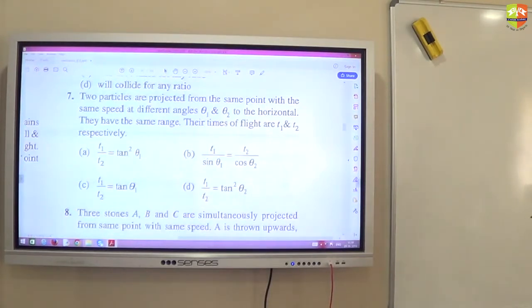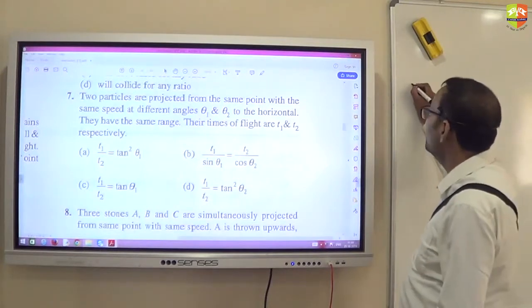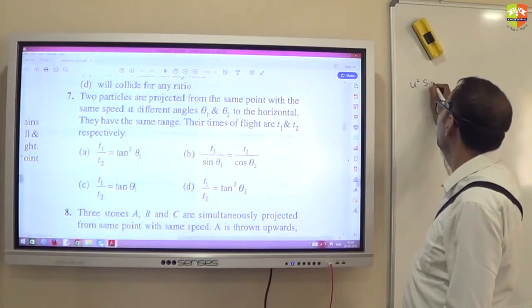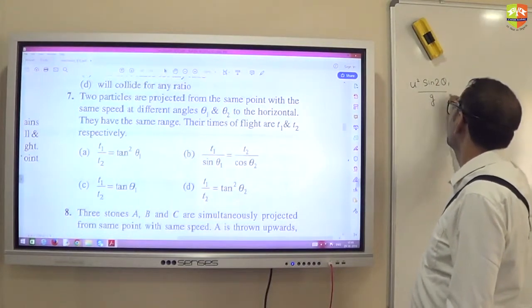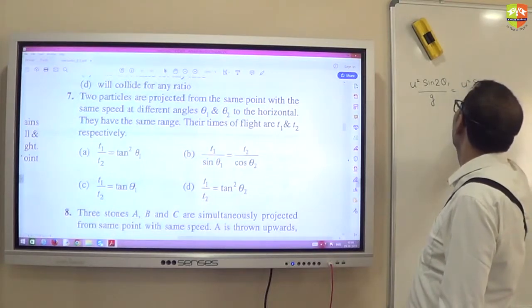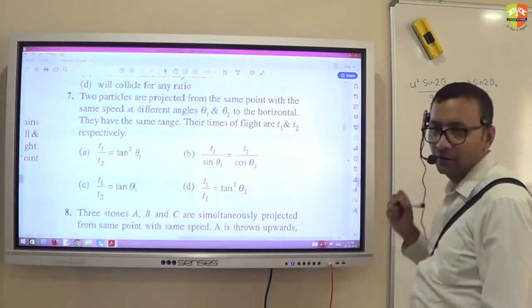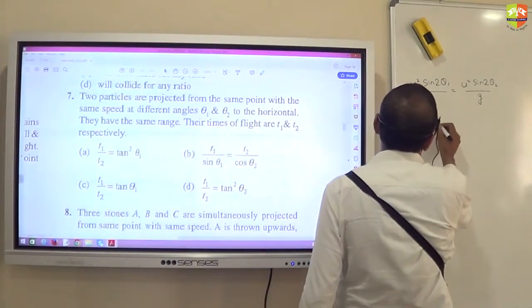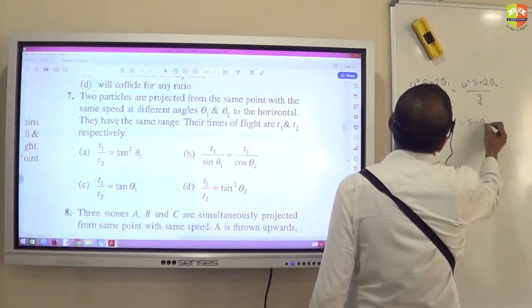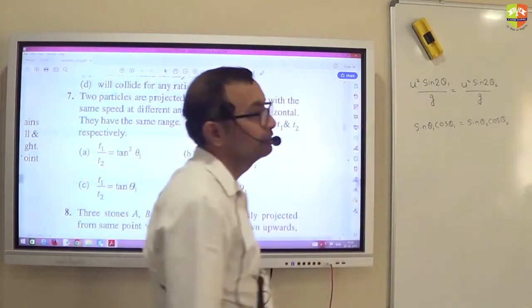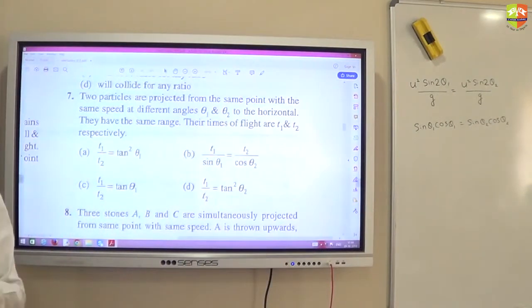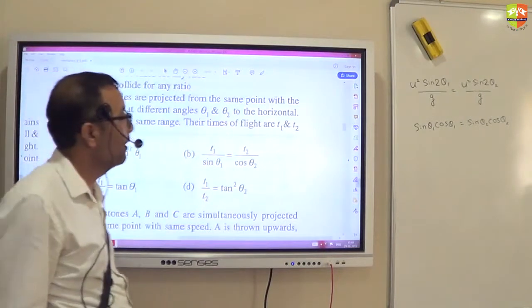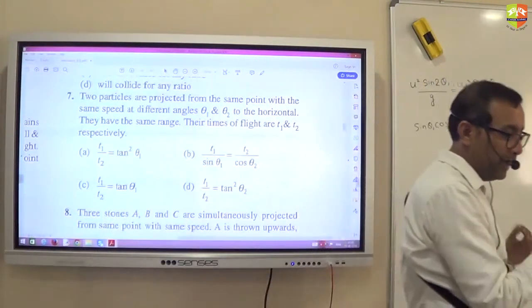Two particles are projected with the same speed at different angles. They have the same range. The range formula is what? R equals U square sine 2 theta 1 by g, and this is equal to U square sine 2 theta 2 by g. Okay? This relation we got? So this means that sine theta 1 cos theta 1 is equal to sine theta 2 cos theta 2. When will this happen? When theta 1 plus theta 2 is 90 degrees. The ranges will be the same when the sum of the angles is 90 degrees. Okay? But anyways, even if you don't apply that, you can solve this.